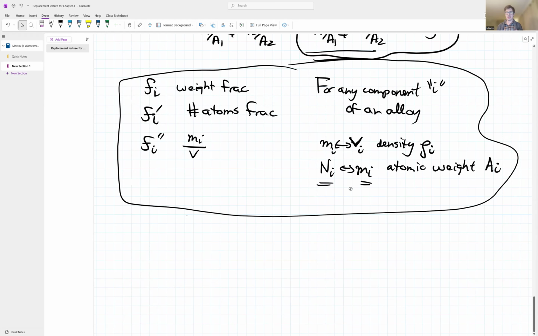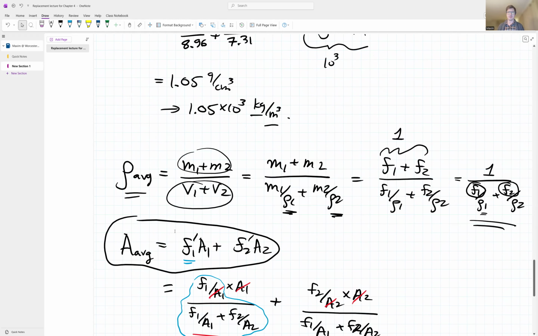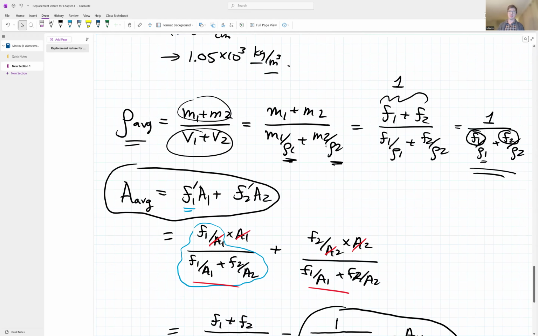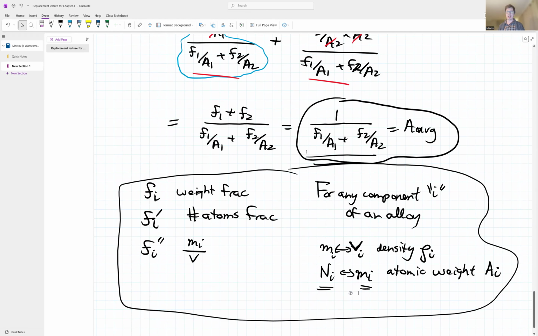It just involves calculating a whole bunch of fractions inside a big fraction. But hopefully it's not too bad. The worst it can get is something like this, where you have a fraction on top and you sum up two fractions on the bottom. So it's not the worst. And most alloys will be binary alloys. You have two different kinds of metals mixed together. At most, maybe you have three.